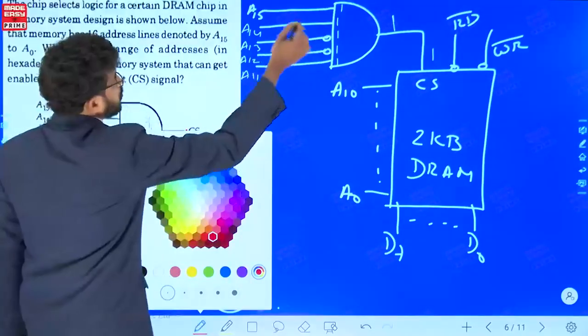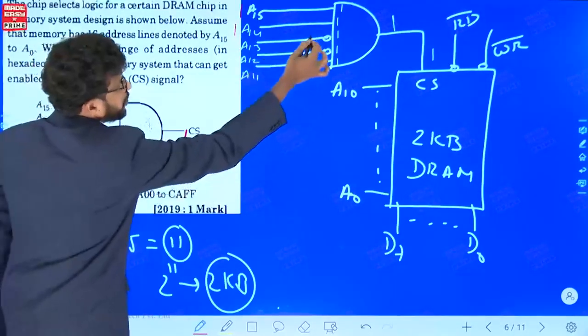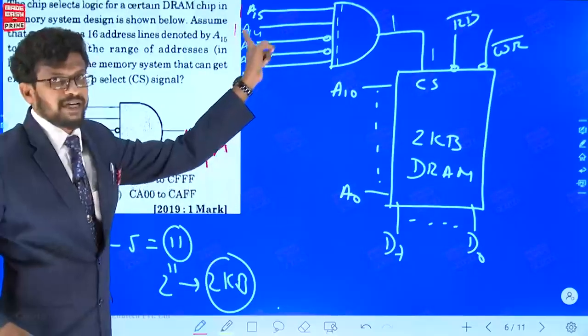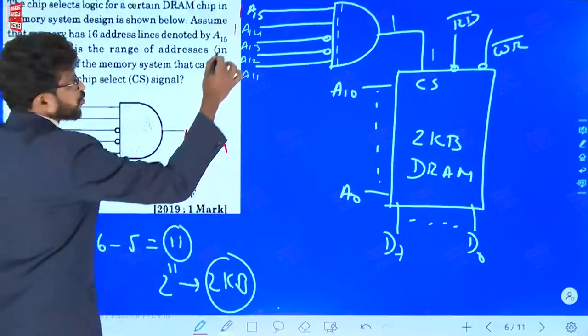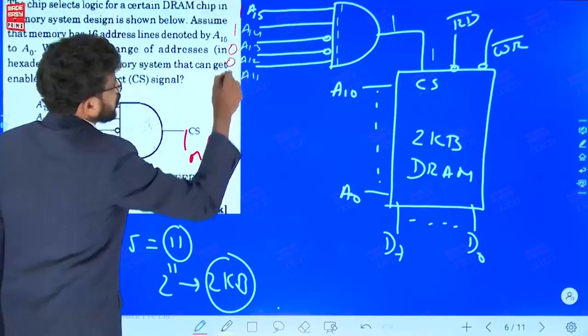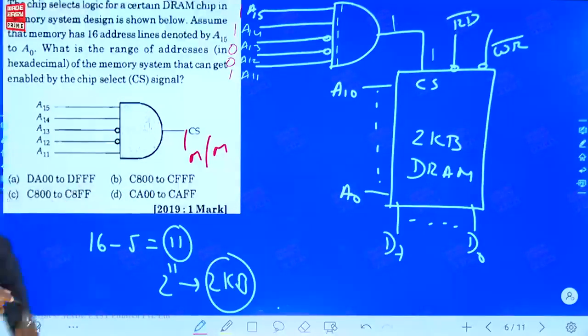What must be the value? That is 1. This is also 1. There is a bubble here, so a NOT gate is in between. To get 1 at the output of the NOT gate, the input should be 0. This is 1 actually, okay. So this is also 0 and this should be 1. That's all. That is the decoding logic.